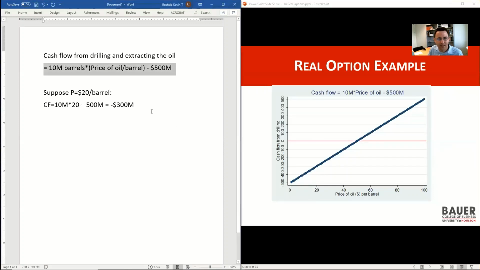What's the break-even point? This is a good chance to practice our what-if analysis, and when we learned about the break-even point. So let's set the cash flow to 0. Right? That would be the break-even. When do we cross even? At what price of oil do we start to generate a positive cash flow?